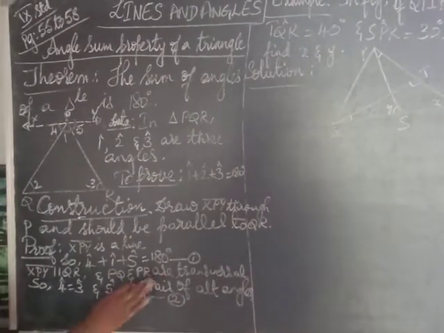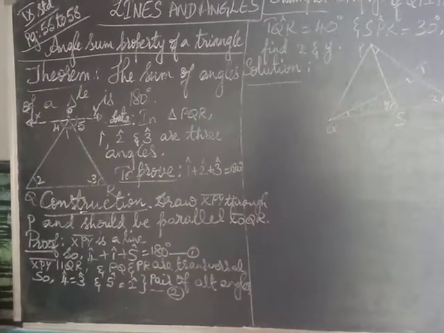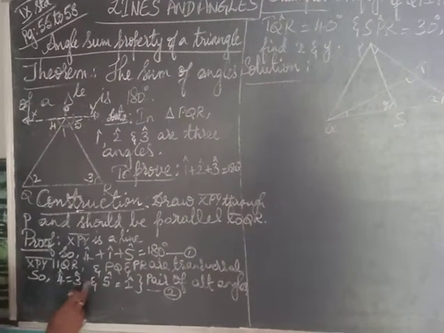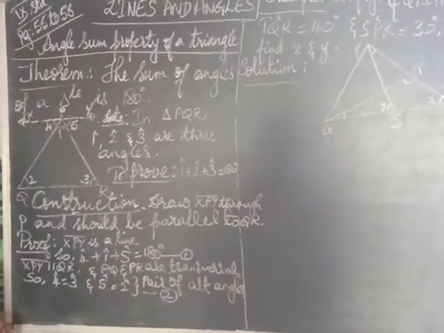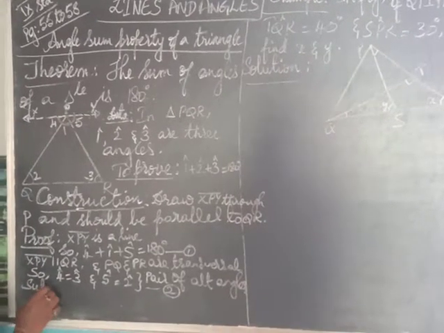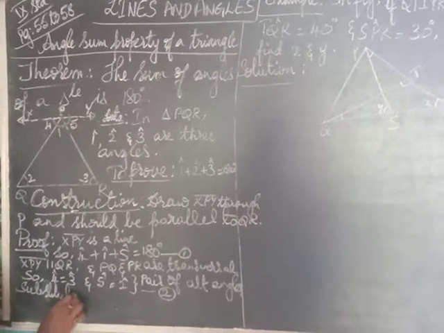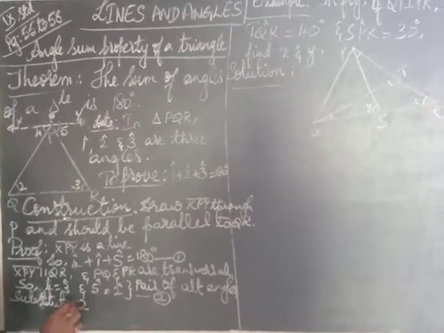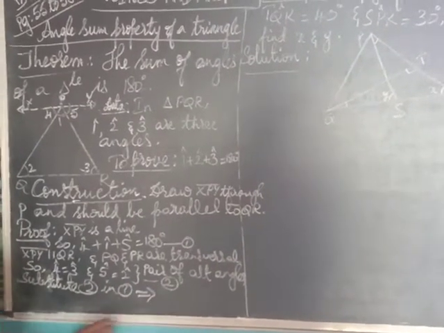Now just observe, angle 4 plus angle 1 plus angle 5 is equal to 180, that is equation 1, and angle 4 is equal to angle 3, angle 5 is equal to angle 2. So now let us substitute equation 2 in 1. If you substitute, what do you get here, children?